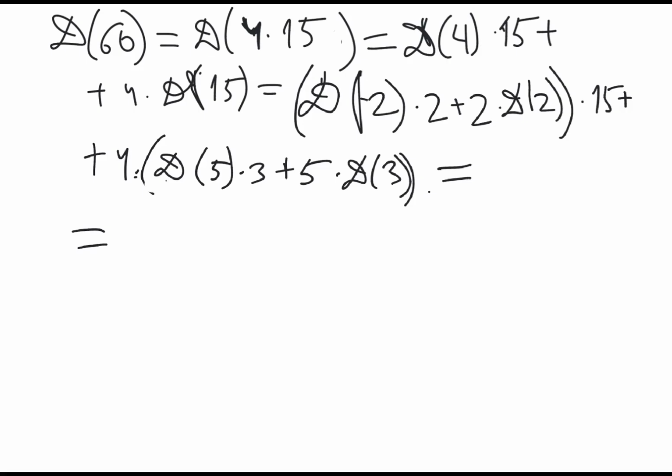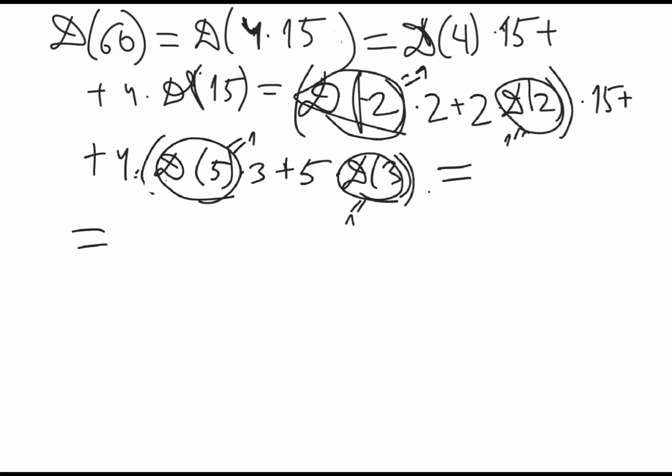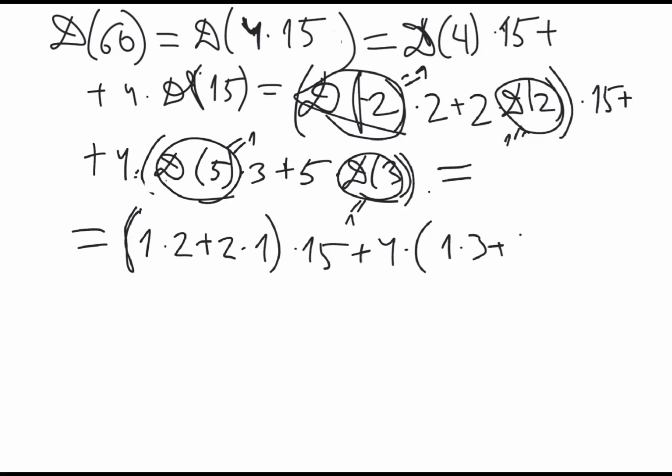So now, d of 2 is equal to 1, because 2 is a prime number. D of 5 is equal to 1, and d of 3 is equal to 1, right? So let's rewrite now this expression. So we have (1 by 2 plus 2 by 1) multiplied by 15 plus 4 multiplied by (1 by 3 plus 5 by 1), right?